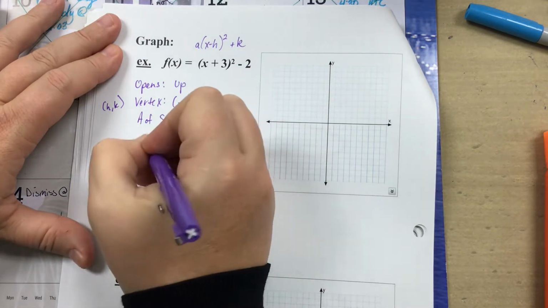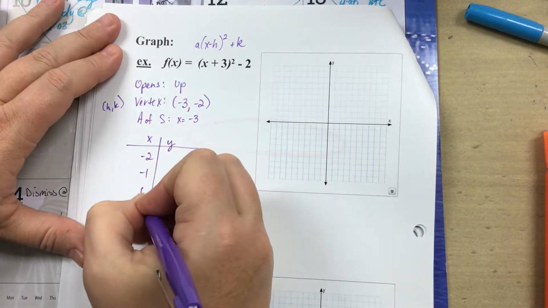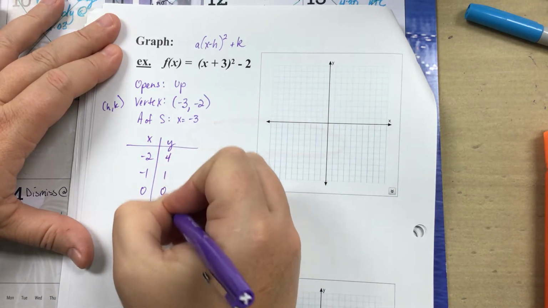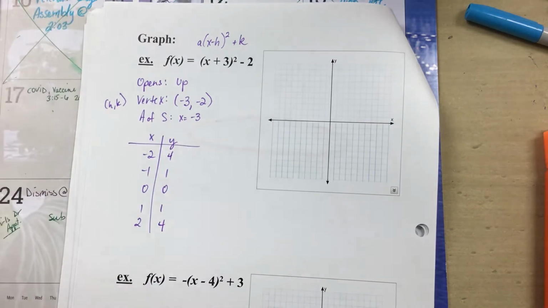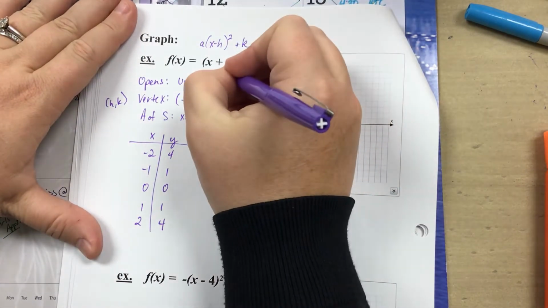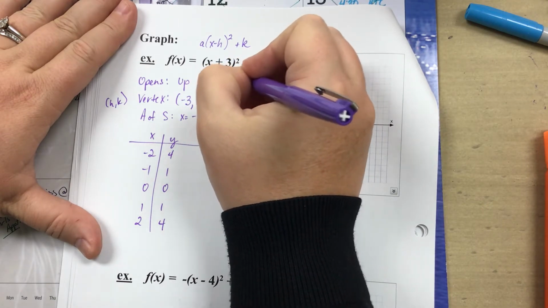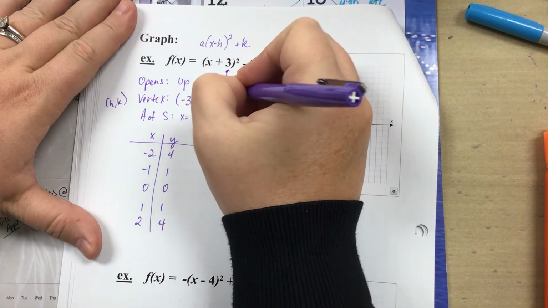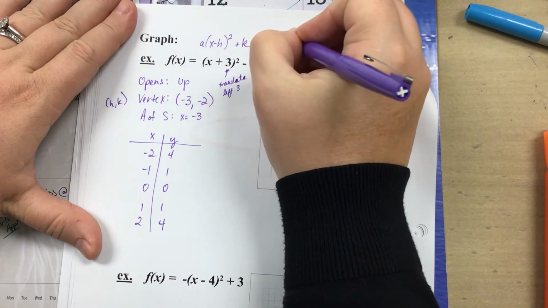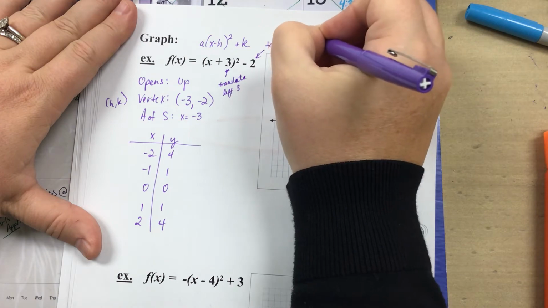Then if we do our table, our parent function table, -2, -1, 0, 1, and 2, when we squared it, we got 4, 1, 0, 1, and 4. That came from the previous page. Now let's talk about what happens here. This plus 3 here means we're going to translate left 3. And then here we're going to translate, not up, I'm sorry, down 2.